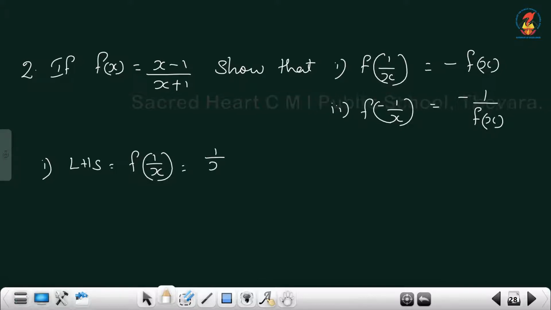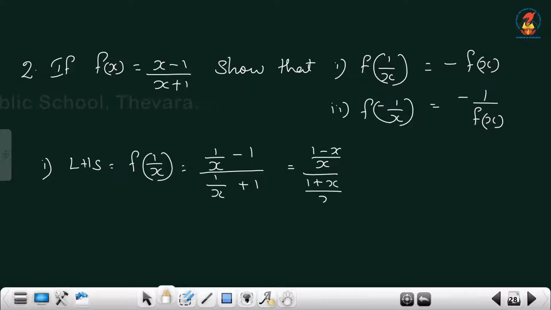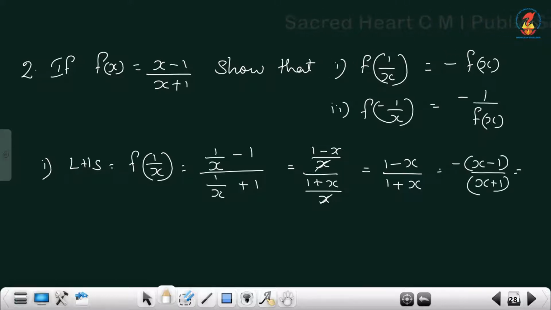So f of 1 by x is (1 by x minus 1) by (1 by x plus 1). That is x, here 1 minus x. Then 1 plus x by x, and x cancelled. Okay. So we have (1 minus x) by (1 plus x). Or when you take minus outside in the numerator, (x minus 1) by (x plus 1). Is it equal to minus f of x? So minus of f of x. So we proved.